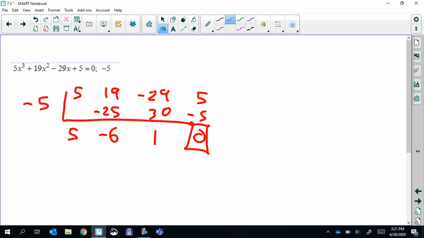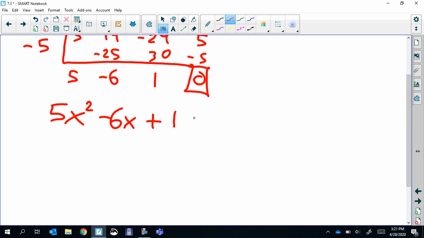And again, we got a 0 remainder, which is what we wanted. Put our variables back into this, and we're going to solve that out. So again, we can solve this by factoring. Multiplying that 5 to the 1 is 5. We need numbers that multiply to be 5 and add to be 6.